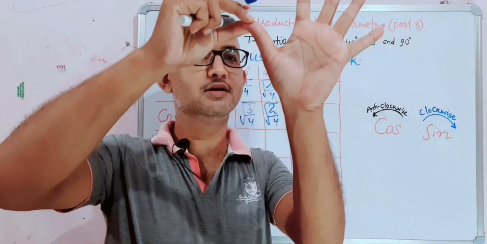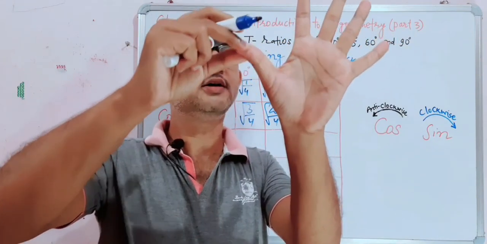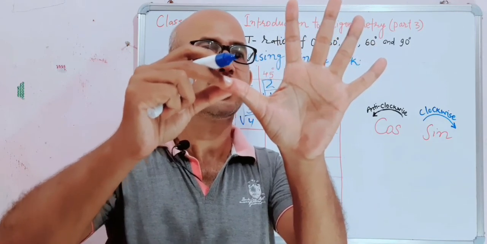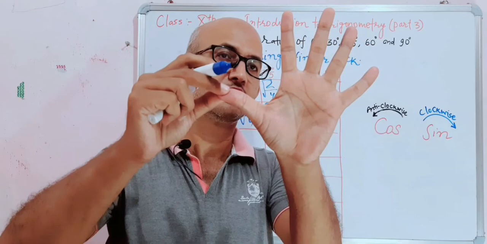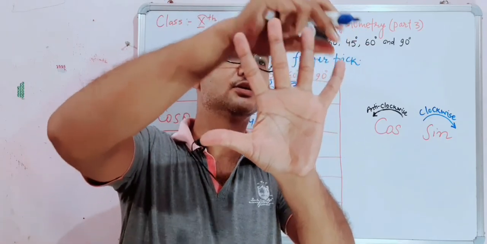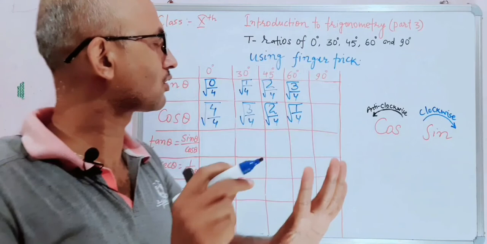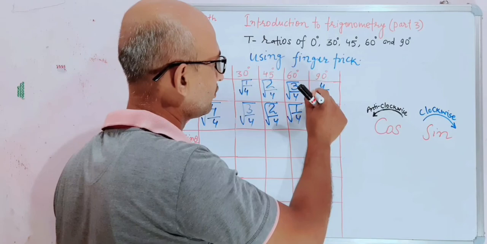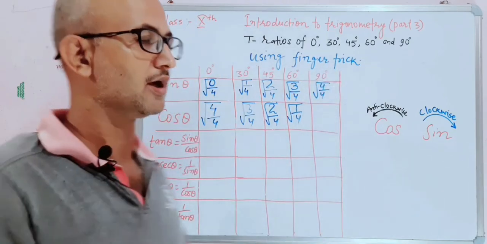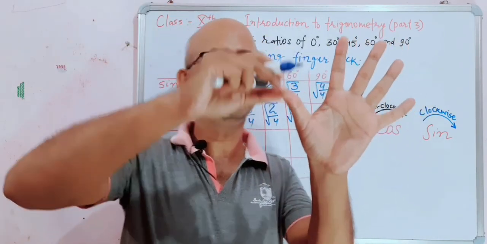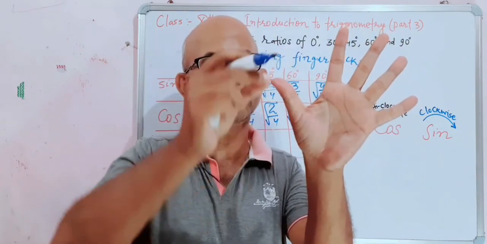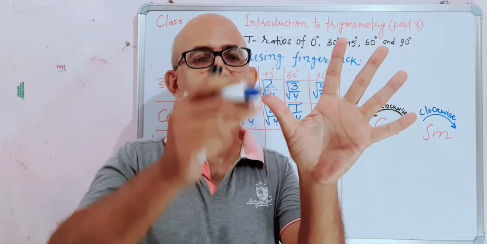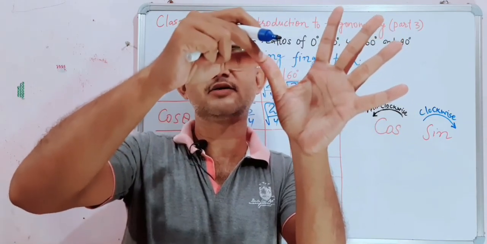Now last one is 90 degree. To find sine of 90 degree, count number of fingers in clockwise direction. There are 4 fingers in its clockwise direction. Therefore, we take 4 and divide it by 4 and put a square root over it. And for value of cos 90, there is 0 finger in the anti-clockwise direction of this 90 degree marked finger.